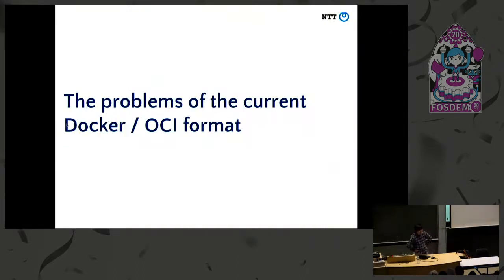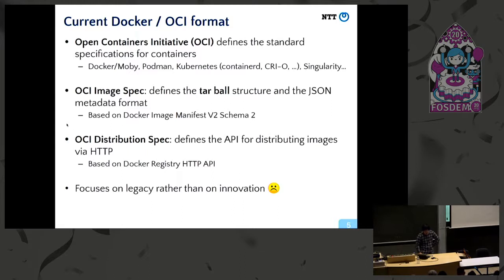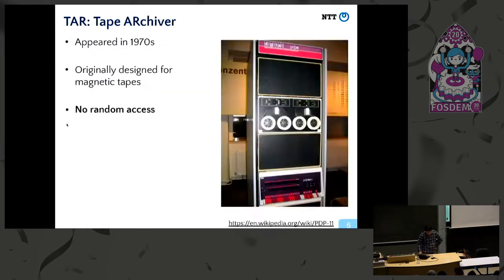So let's look into the problems of the current Docker and OCI image format. Most container implementations, including Docker, Moby, Podman, and containerd, and even Singularity, conform to the OCI standard format. The OCI standard is based on the legacy Docker image format. So Docker and OCI focus on legacy compatibility rather than making technical innovations. The biggest problem is that it's based on the tar format that appeared in the 1970s, originally for magnetic tape media.